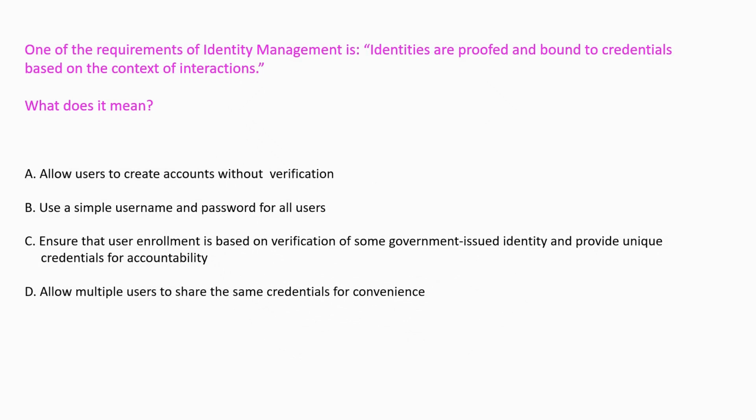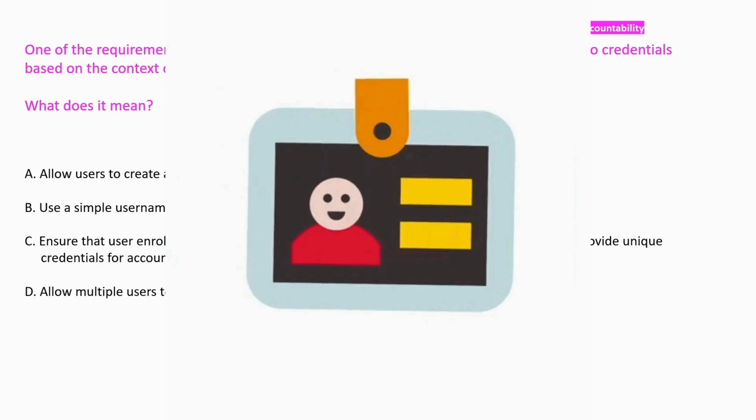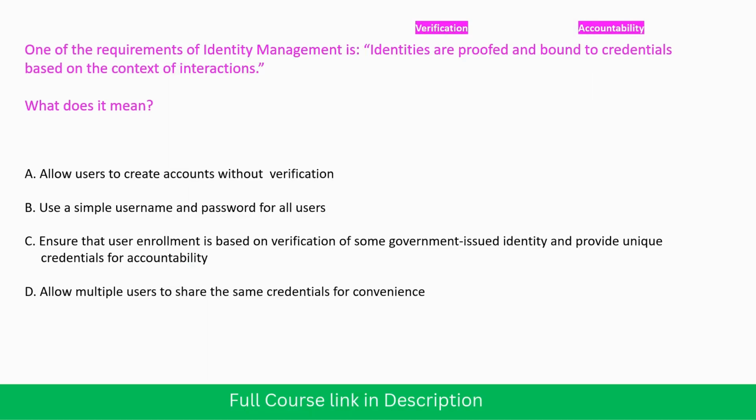One of the requirements of identity management is identities are proofed and bound to the credential based on the context of interactions. What does it indicate? So here, identities are proofed means you need to verify the identity of the user before enrollment, and bound to credential means the user should be made accountable for his credentials. So the correct answer over here is option C.